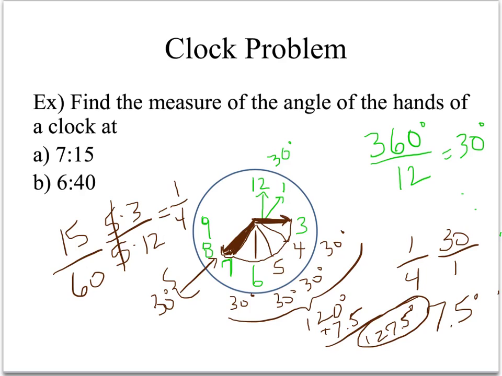Now, this gives a lot of guys a lot of trouble. I want you to attempt the second problem. On your sheet of loose leaf, figure out what the angle is at 6:40.